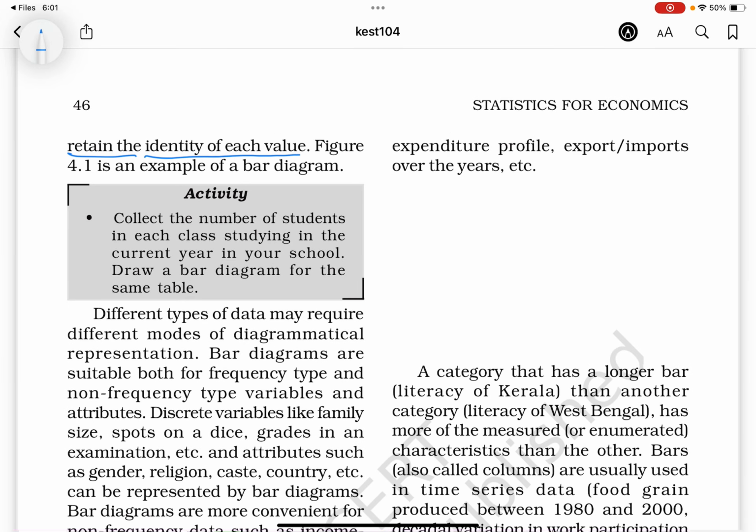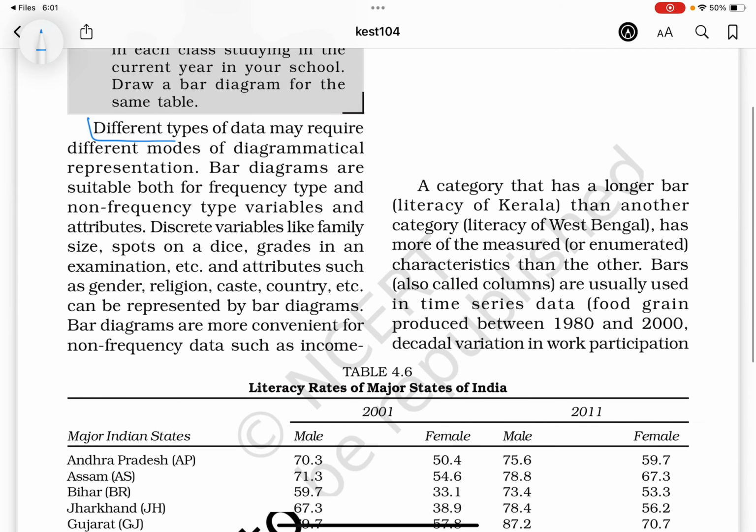Retain the identifier of each value. Figure 4.1 is an example of a bar diagram. Different types of data may require different modes of diagrammatical representation. Bar diagrams are suitable both for frequency type and non-frequency type variables and attributes.